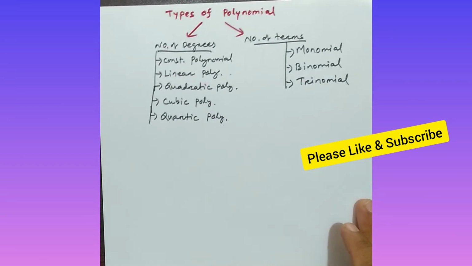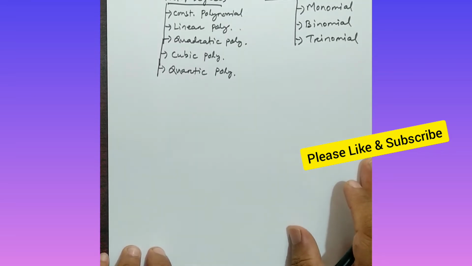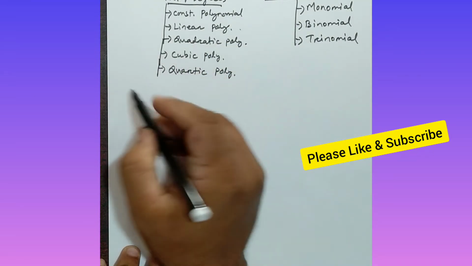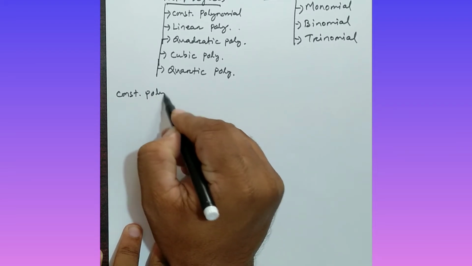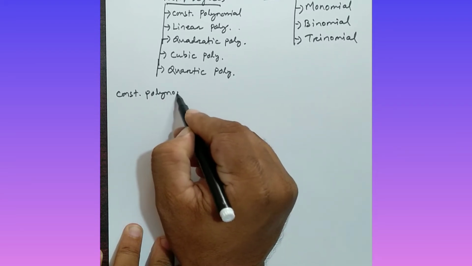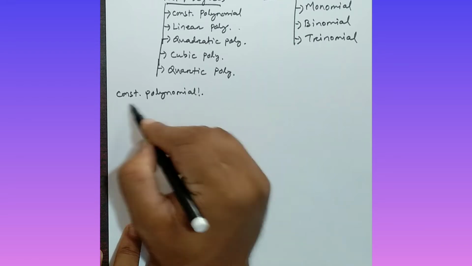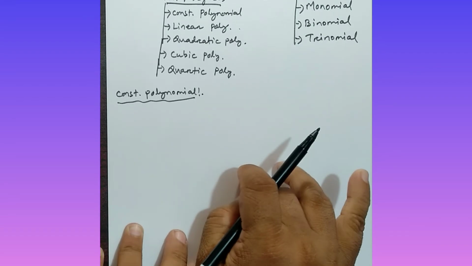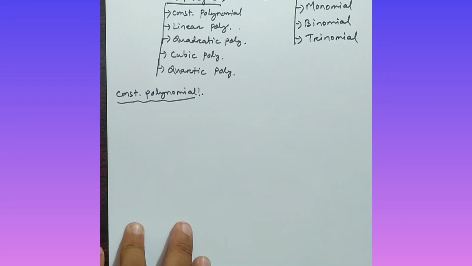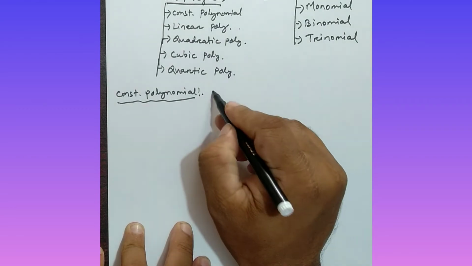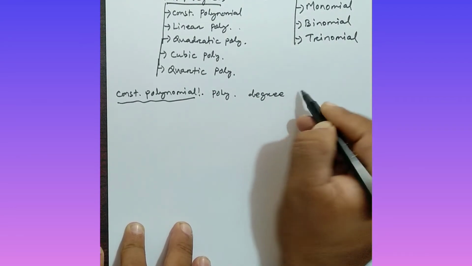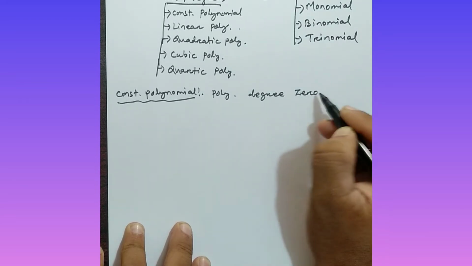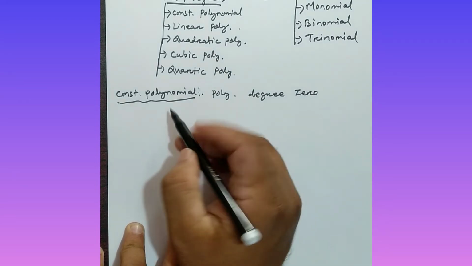Okay. So look here, the types of polynomial based on number of degrees. The first one is constant polynomial. So what is the meaning of constant polynomial? The constant polynomial means the polynomial which is having degree 0. Degree 0 is called a constant polynomial, right?